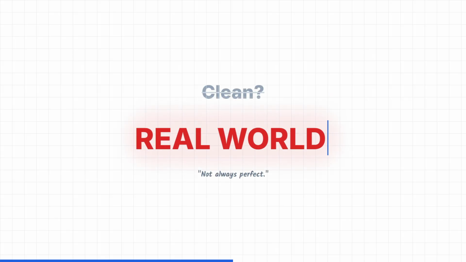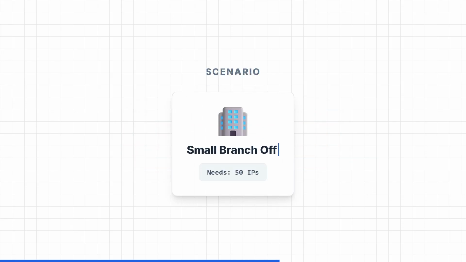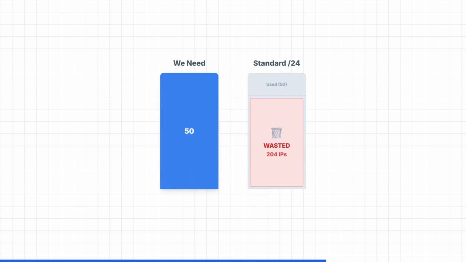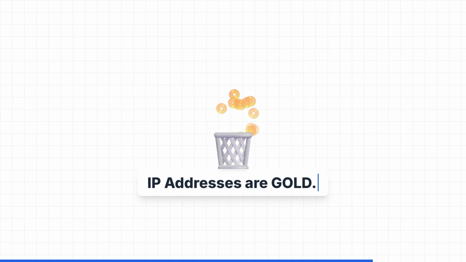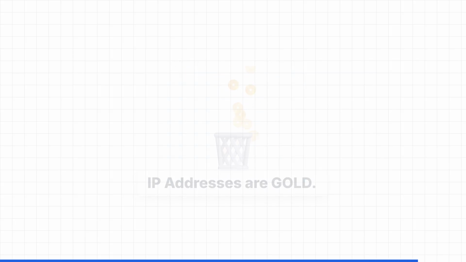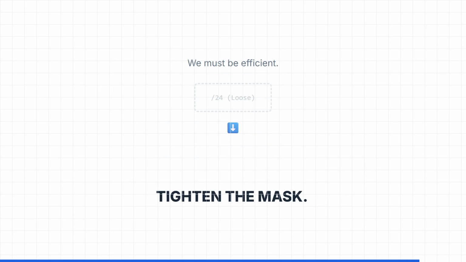But here's the hard truth. The real world is not always clean. Real networks are not always perfectly sized. Imagine you are a network engineer and you have a small branch office with only 50 computers. If you give that office a standard /24 network, you are giving them 254 usable addresses. They only need 50. That means you are wasting over 200 IP addresses. In the world of networking, IP addresses are like gold. You do not throw gold in the trash. You need to be efficient.